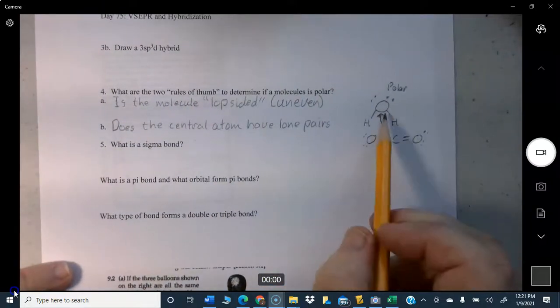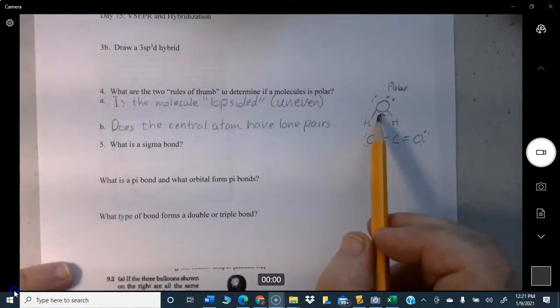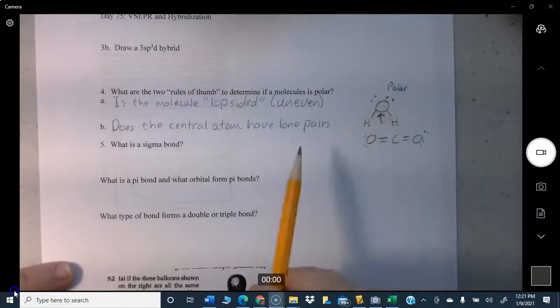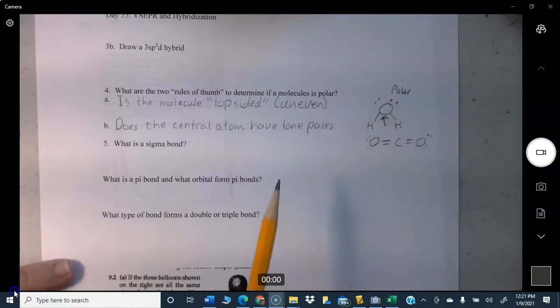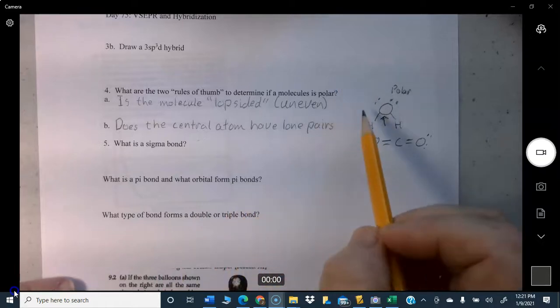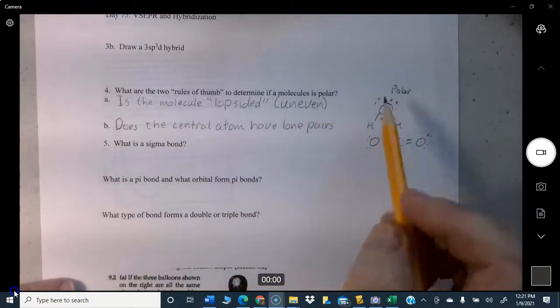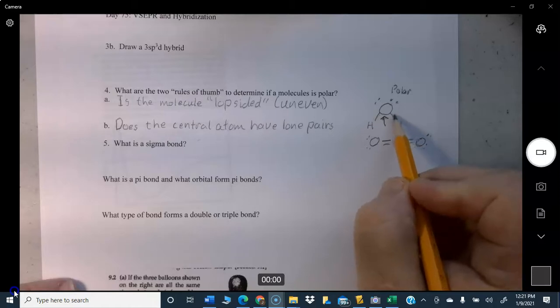So let's look at water. Okay, it's lopsided. If it were symmetrical, you'd have a hydrogen on this side and another on exactly the opposite side, just the way carbon dioxide is with oxygen. Okay, but you don't. It's lopsided. And it has lone pairs on the central atom. What these are doing is they're taking the electrons.